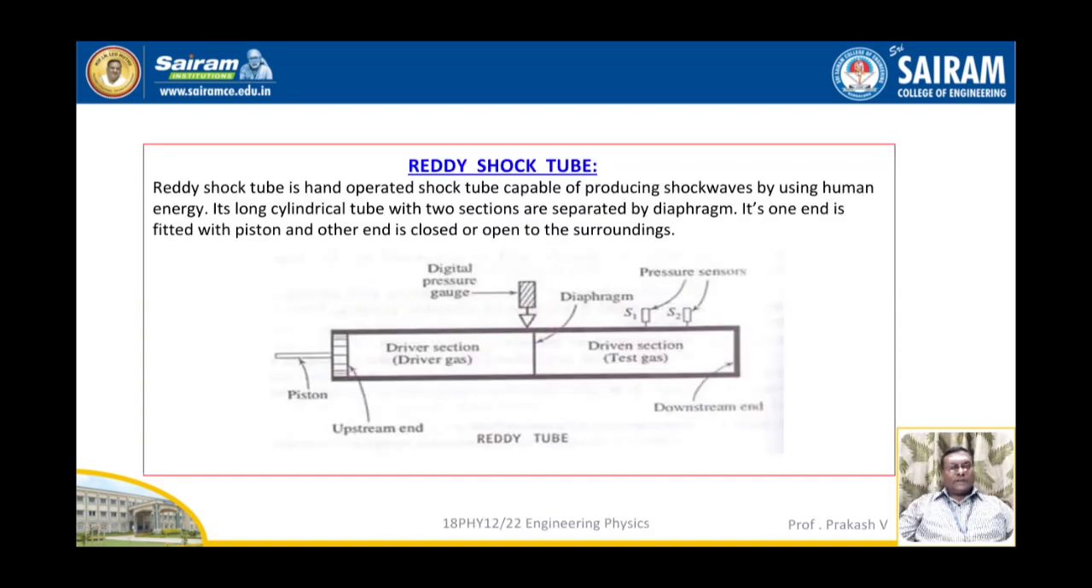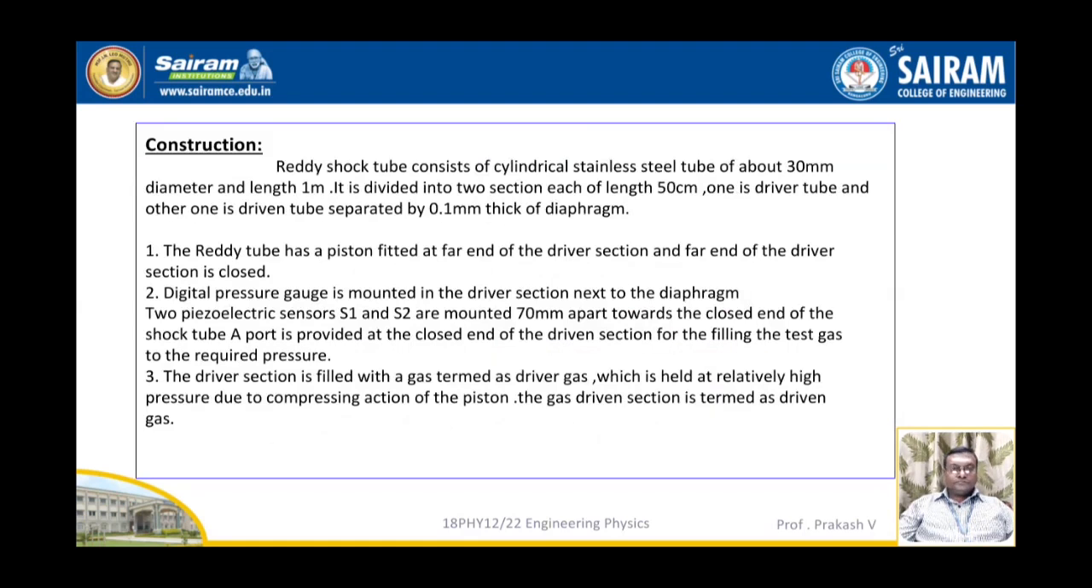Reddy's shock tube is a hand operated shock tube capable of producing shock waves by using human energy. So it is a long cylindrical tube of about 100 centimeter in length and consists of two sections. These two sections are separated by a paper diaphragm. Now I am going to explain the construction part of Reddy's shock tube.